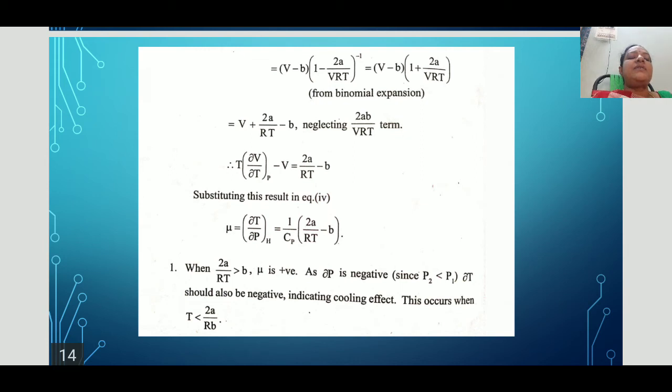After getting this equation, let us think over when the gas heats up and when the gas cools. See here, by this equation, first case we are discussing: when 2a/RT is greater than b, what happens? That is, μ will be positive. When μ is positive, the pressure difference will be negative, that is P2 must be less than P1. So dT is also negative. dT negative means cooling effect. It shows the cooling effect.